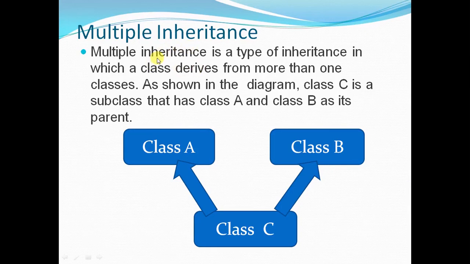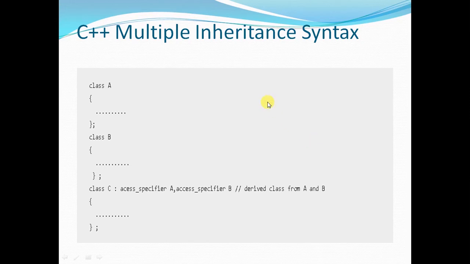Multiple inheritance. Multiple inheritance is a type of inheritance in which a class derives from more than one class. As shown in the diagram, class C is derived from class A and class B. So, class C is a subclass that has class A and class B as its parent classes. That is the syntax of multiple inheritance. Class A is a base class, class B is also a base class, and class C is a derived class from class A and class B.